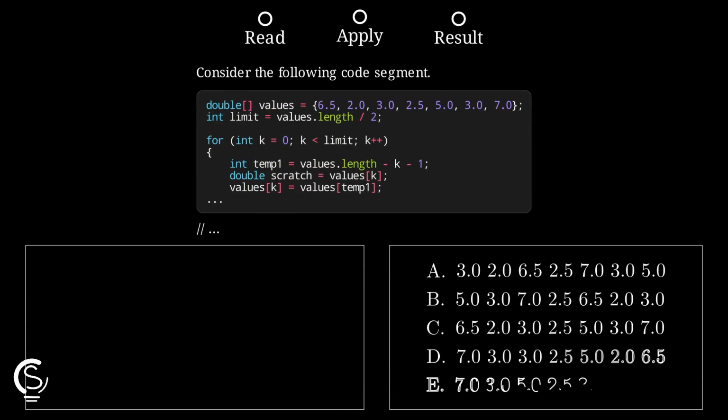First, notice the code uses a temporary variable to swap elements from the front and back of the array. This standard algorithm is designed to reverse the entire sequence of numbers.